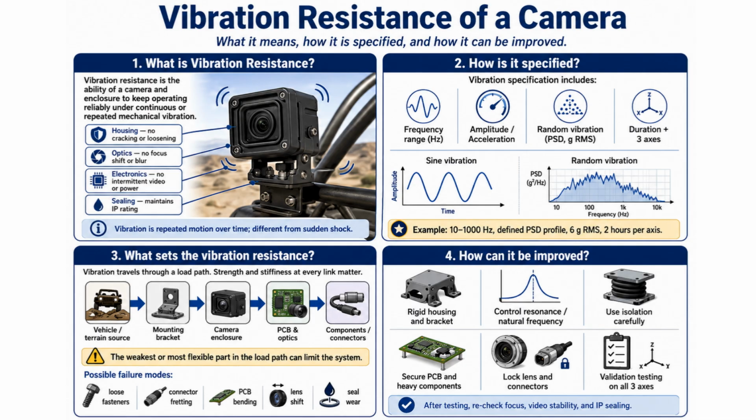The image also shows the vibration load path from the vehicle through the mounting bracket and enclosure into the PCB, optics, connectors, and components. The weakest or most flexible part can limit the whole system. Resistance can be improved using a rigid housing, strong bracket, resonance control, carefully selected isolators, secured electronics, and locked lenses and connectors.